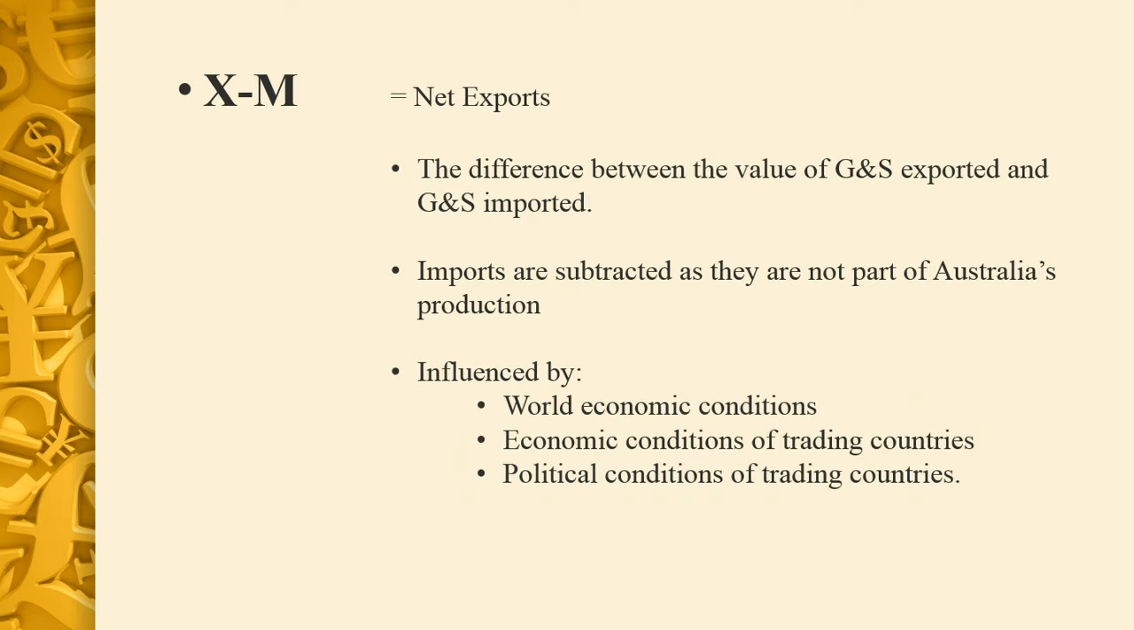Influenced by all sorts of things, world economic conditions. We saw during the global financial crisis a drop in exports out of Australia because areas like America, who import so many goods and services, simply stop buying or slow their buying down. So economic conditions of trading countries, political conditions of trading countries, all these sorts of things can have an effect on exports and imports. We've just done a deal with the Chinese, a trade deal. So it's going to be interesting to see how all these things work out.